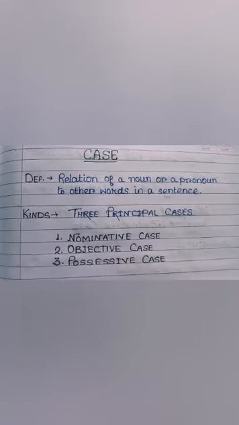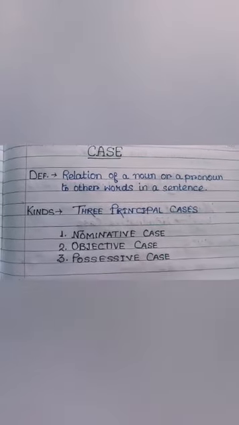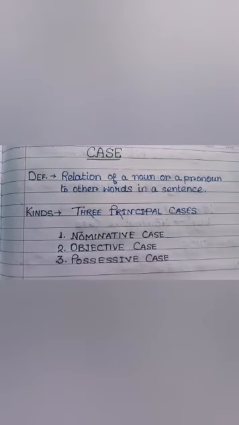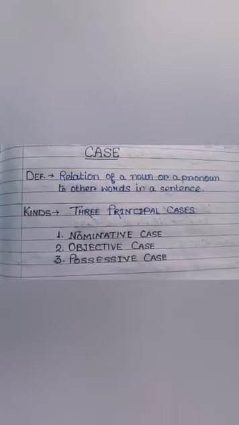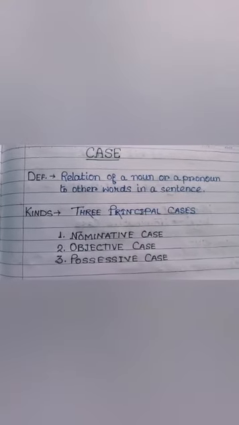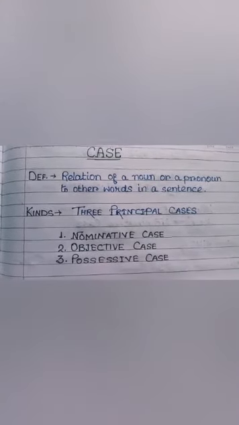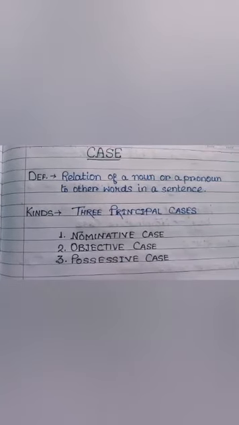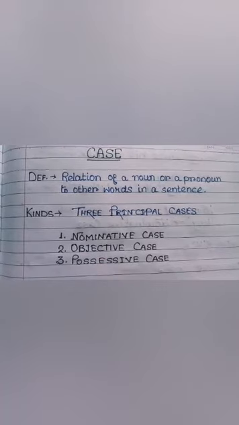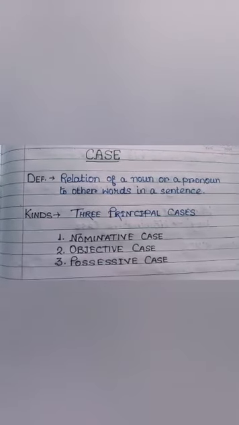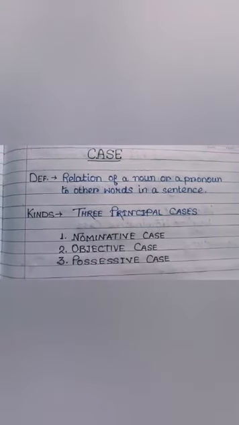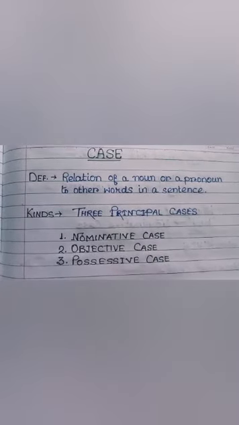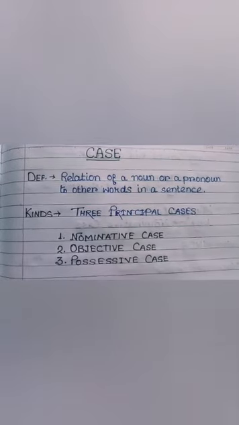Case is a relation of a noun or a pronoun to other words in a sentence. We know that there are many other parts of speech in a sentence. Apart from noun or pronoun, there are adjectives, verbs, adverbs, prepositions, conjunctions, and interjections. So a case will be telling you what is the relation between a noun or a pronoun and any other part of a sentence.